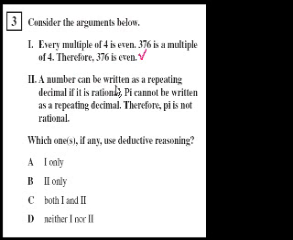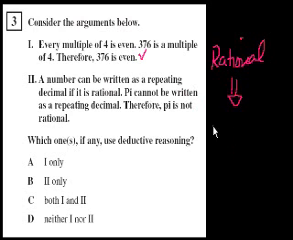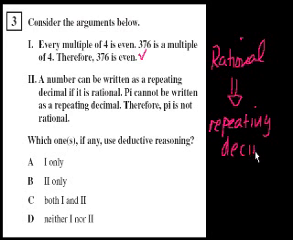A number can be written as a repeating decimal if it is rational. So if you're rational, that means that you can write it as a repeating decimal. A repeating decimal, that's like 0.333333, right? That's 1/3. That's all they mean by a repeating decimal. But notice, this statement right here, a number can be written as a repeating decimal if it is rational, doesn't say that a repeating decimal means that it's rational. It just means that a rational number can be written as a repeating decimal. This statement doesn't let us go the other way.